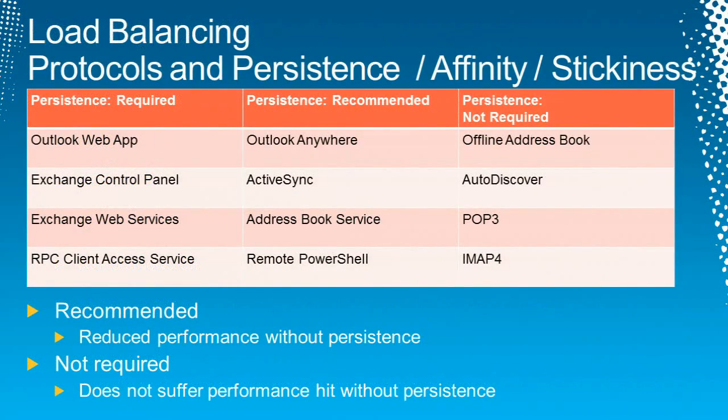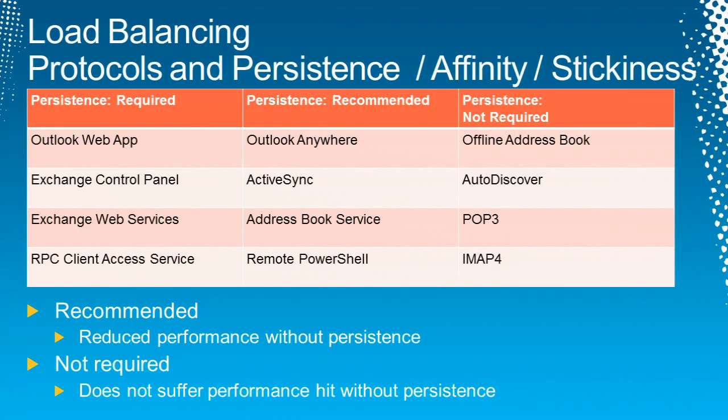The second piece is that with these Exchange workloads, in some of them we require persistence. So for Outlook Web App, ECP, EWS, and RPC CAS, or also known as Outlook MAPI, right? We require persistence. All client communications in that session must go to the same CAS server in the array. For Outlook Anywhere, ActiveSync, Address Book Service, and Remote PowerShell, we don't have to.